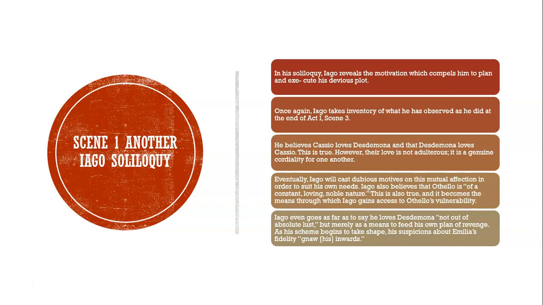And so he uses love against love, or his manipulation of love, to do that. And then at the end of the soliloquy, he even goes so far as to say that he loves Desdemona, not out of lust, but merely as the means to feed his own plan of revenge. And so once again, you see that manipulation of love coming out of Iago's ideas.